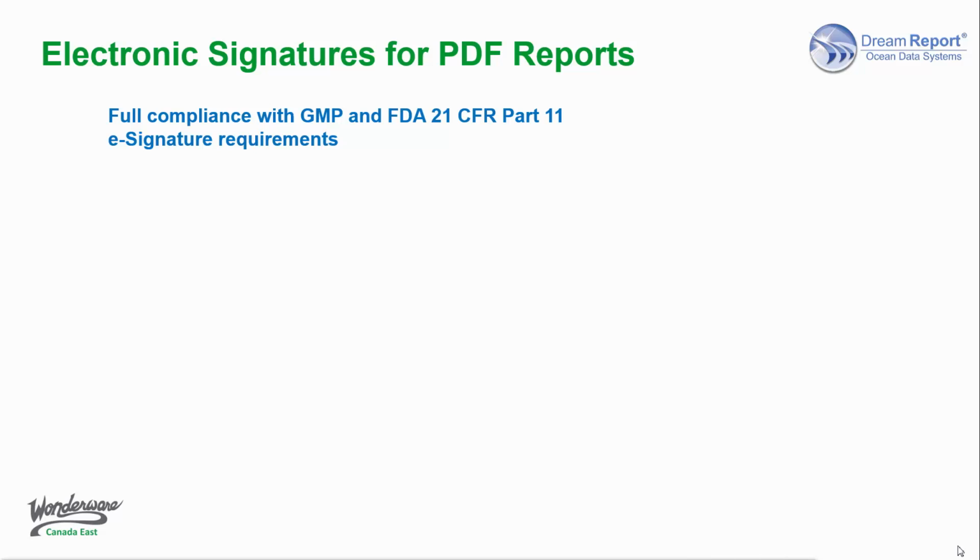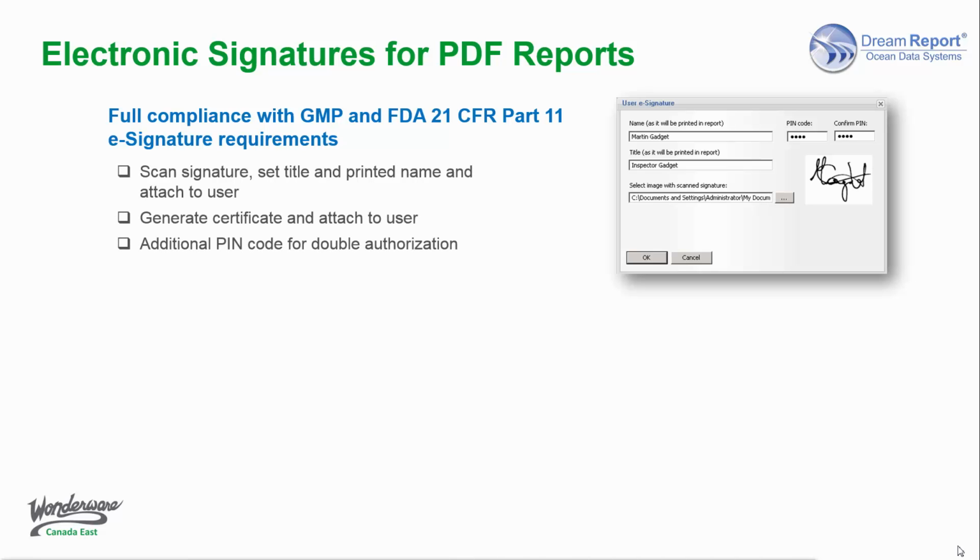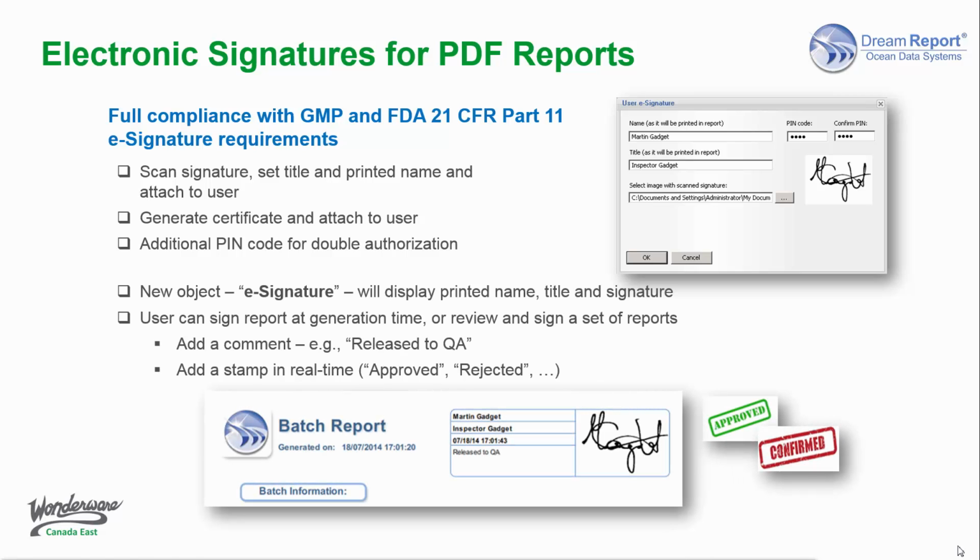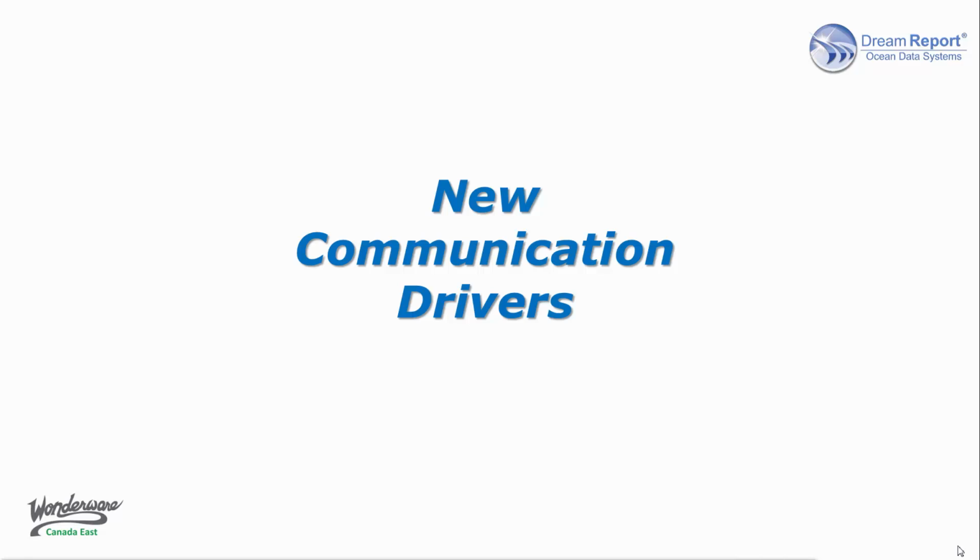With the e-signature option, you can assign and configure electronic signature credentials to authorized users in Dream Report. This module provides full compliance with GMP and FDA 21 CFR Part 11 e-signature requirements. An e-signature object can be placed on a PDF report, and the report can be set to require an e-signature and which users are authorized to sign the document. The authorized user can then sign the report at generation time or review and sign a set of unsigned reports, add comments to their signature, and include a pre-scanned signature image if desired.